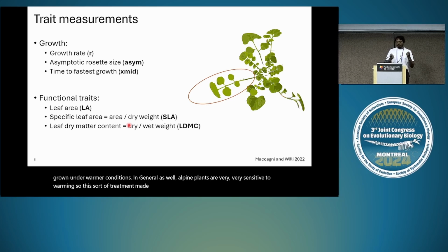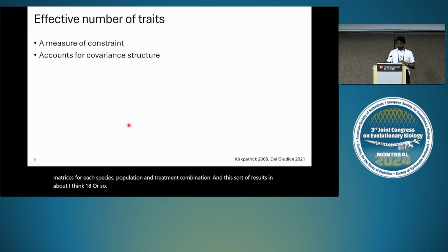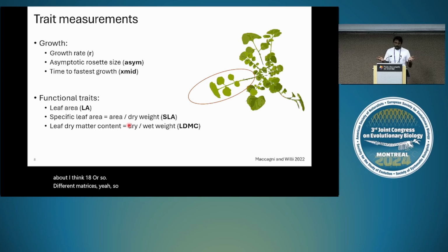And finally, the G matrices that I will be estimating based on these traits, I also wanted to know how robust those estimates are to the environment in which they were estimated. So from all of these traits, I estimated separate G matrices, or the genetic covariance matrices, for each species, population, and treatment combination. And this results in about, I think, 18 or so different matrices. So I'm left with the task now to compare the genetic architecture along elevation ranges.